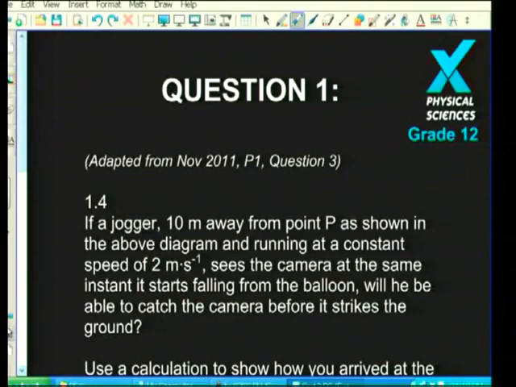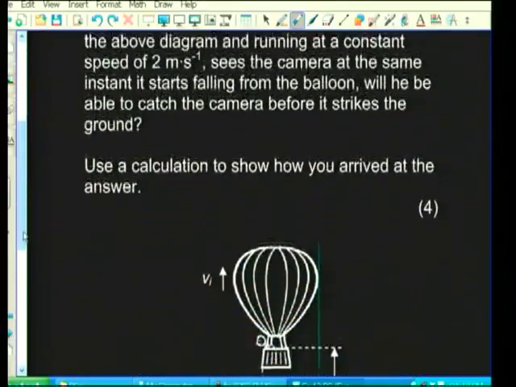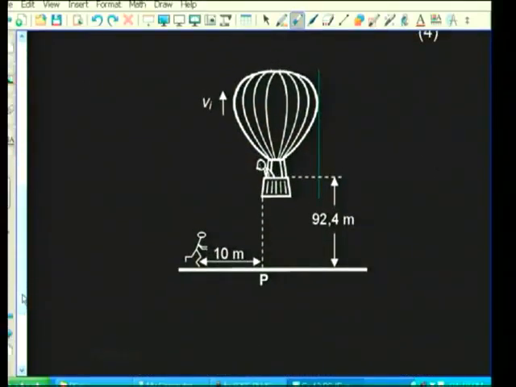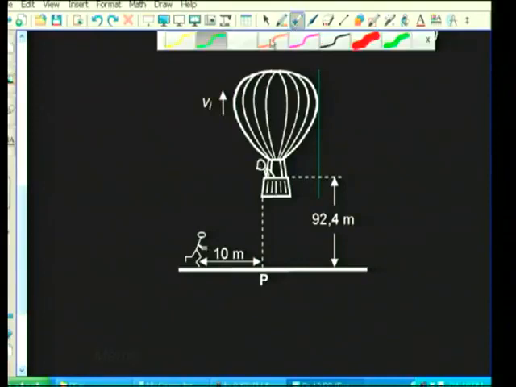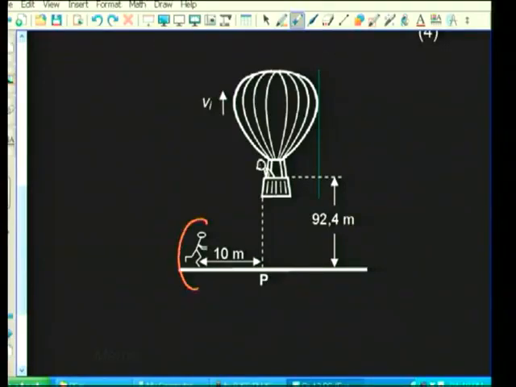Let's continue to the next part of this question. If a jogger who was 10 meters away from point P as shown in the above diagram. Now, let's see. I think I've got the diagram. There it is in front of us. So here we've got a little guy. He happens to be running. He looks up into the sky, and suddenly he sees the camera being dropped from this point up here.